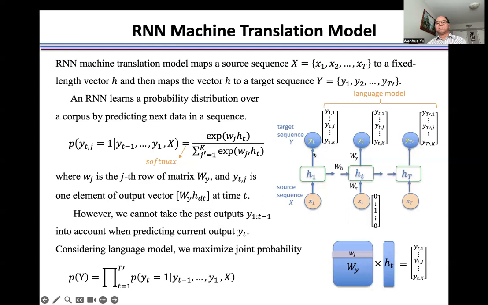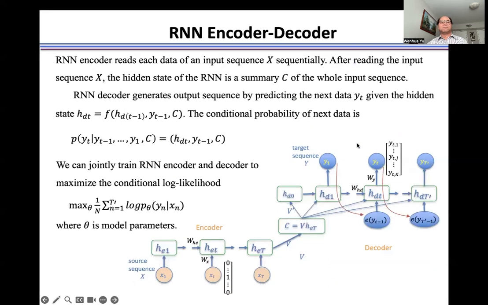However, this RNN model has two disadvantages. One is that when we predict the current output, we only consider the previous input information. Actually, in most cases, we need to consider all the input information to correctly predict the current output. Also, we need the previous output together to predict the current output. To overcome these two disadvantages, we introduce the RNN encoder-decoder machine translation model.